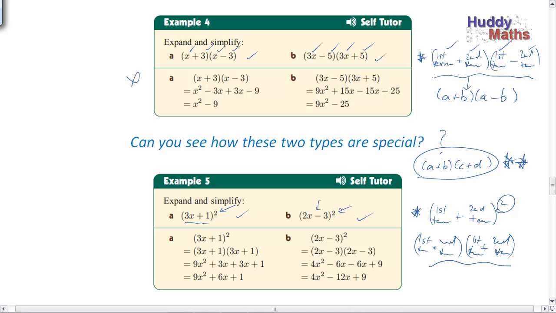So come back up to example 4. We'll put the two brackets together like that. And now it's x by x is x squared. X by neg 3 is neg 3x.